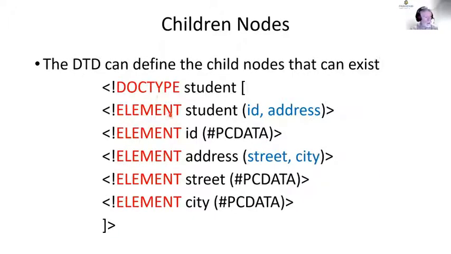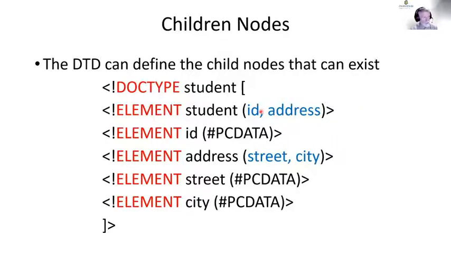Here is the example I gave earlier for the student. So we start again with this exclamation point DOCTYPE, and this would be the second line in the file. And then student, because student was the root element. And then we have student elements followed by children. These are the children elements. So we're specifying what children can be in a student element.